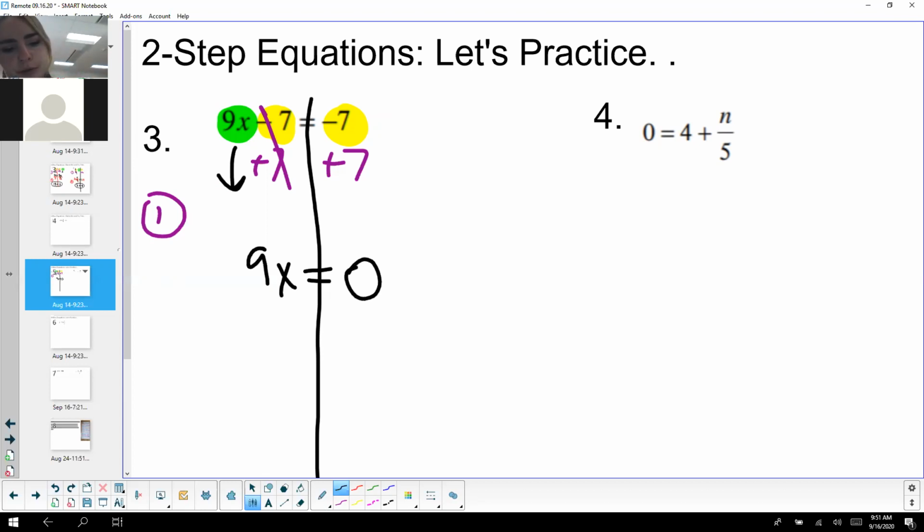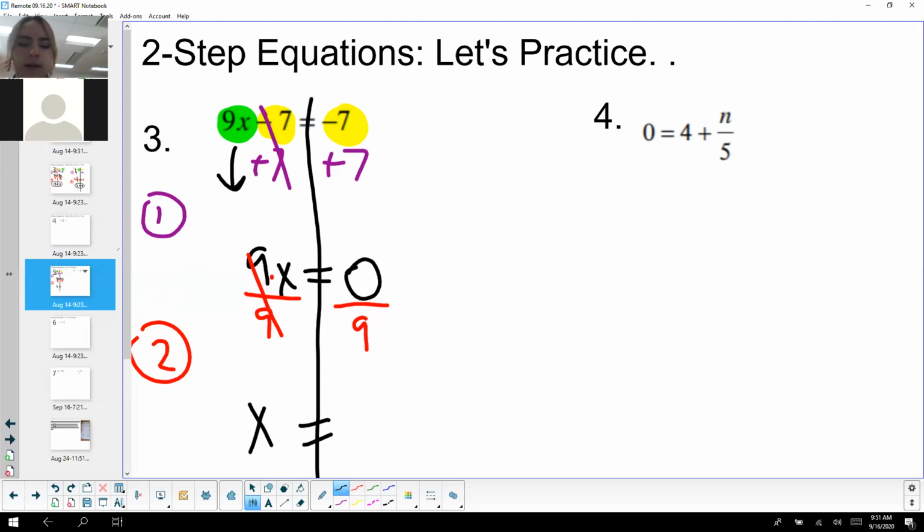Now we need to get x by itself. So what we're going to do is divide both sides by 9. I'm doing that because I know that when I've got a number right next to a variable, they're being multiplied. So I'm going to undo that by dividing both sides by 9. So x is going to be 0 divided by 9, which some people wonder, is it 0? Is it 1? So 0 divided by 9 in your calculator is going to give you 0. 0 divided by anything is going to give you 0.